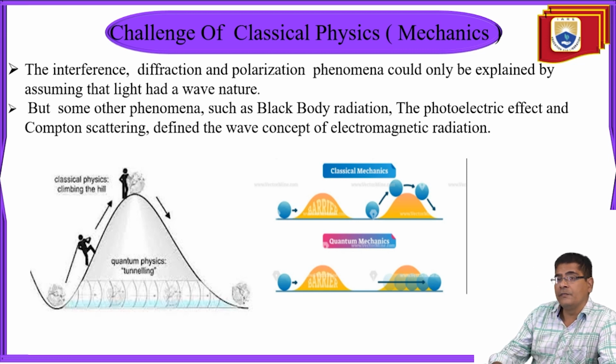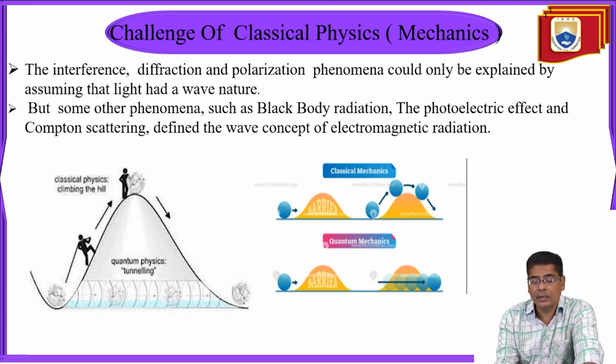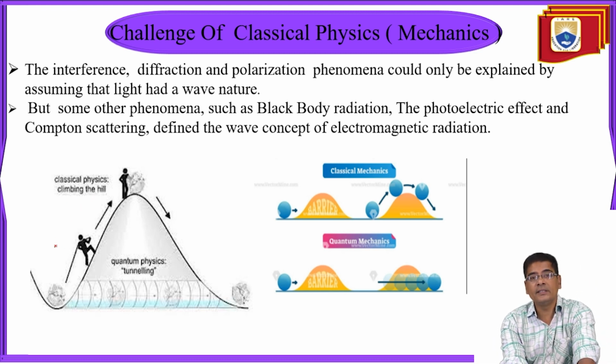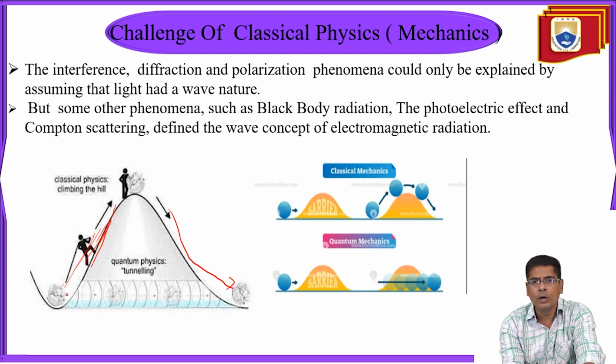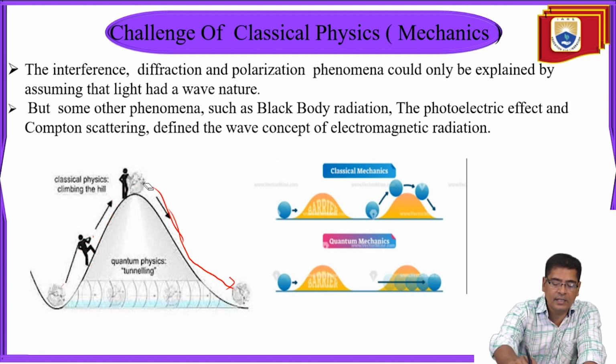If you see the figures here, there is a person climbing. In classical physics, the person is trying to climb the hill by taking this particular rock, right? He needs to take the stone from the bottom to the top of the hill, and then come down with the same rock and put it over here. This is what we can see classically: that this person will be able to move like this.